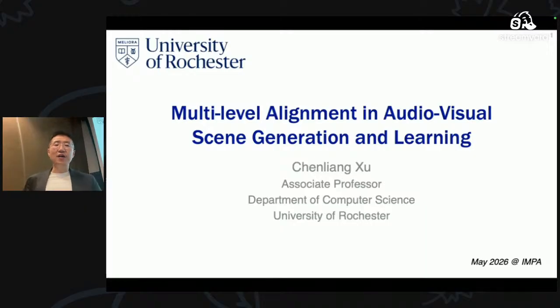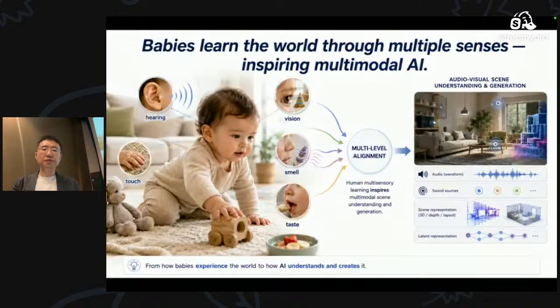Like I said, my group is mostly in computer vision and multimodal learning. But my talk today has a strong connection to visual computing. I'm going to talk about how audio, visual, spatial, and semantic signals align. How do they align across different levels for scene understanding and scene generation?